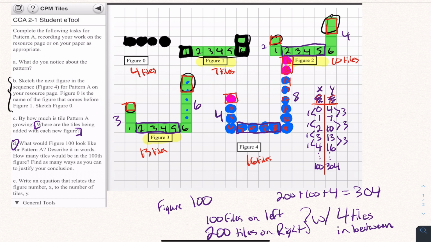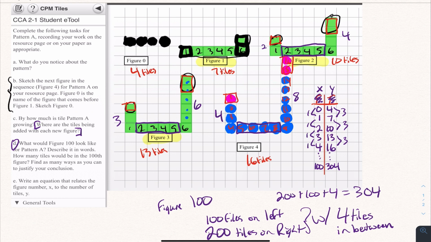So if x is 1, I've added 3. If it's figure 1, I added 3 tiles. If x is 2, I add 3. So I've added 3 more tiles, or 6 in total from our starting point, and so on and so forth. So every time the figure number increases, the number of tiles that I have increases by 3. But for figure 0, I started with 4 tiles. So I've always got those 4 tiles, and I'm adding 3 tiles per figure number.